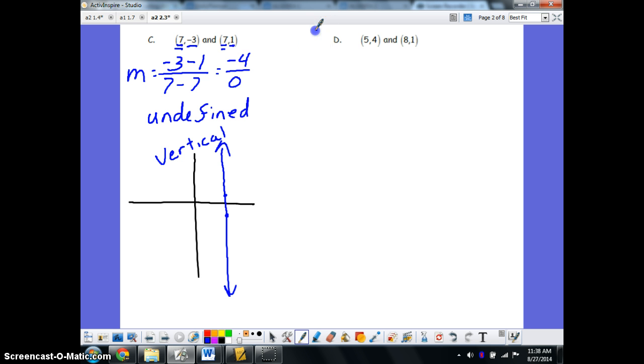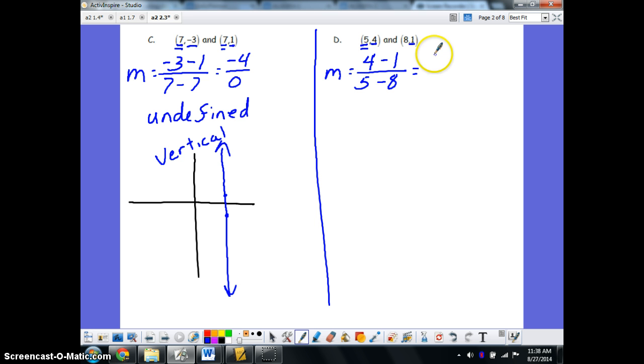Finally, the last example of this, finding the slope, and again, I will only do this the one way. Again, it doesn't matter. I will subtract the y-coordinates on top. So 4 minus 1 on top, and since I started with the 4 on top, I need to start with its partner on the bottom. And 5 minus 8. So doing the arithmetic, 4 minus 1 is 3. 5 minus 8 is -3, which reduces to -1 for the slope.